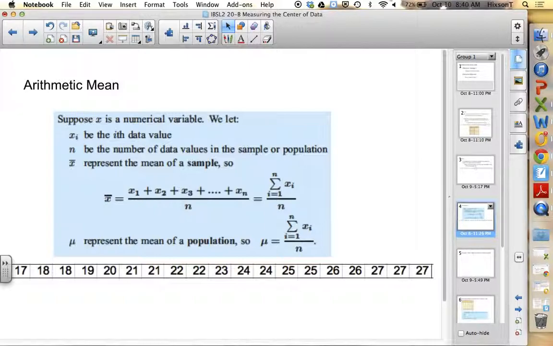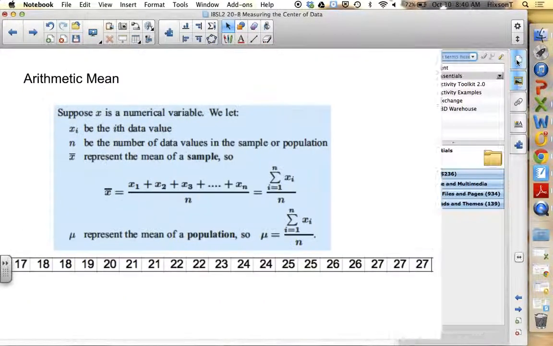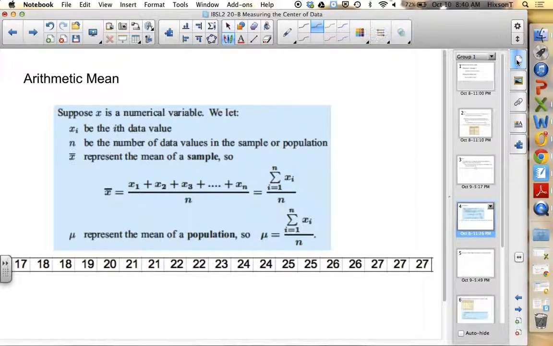All right. So take a look at the notation here. Let's see if I can. There we go, that fixed it. Okay. Some common notation here.